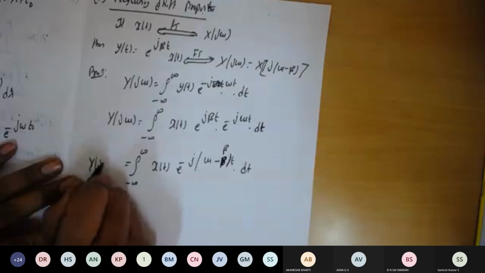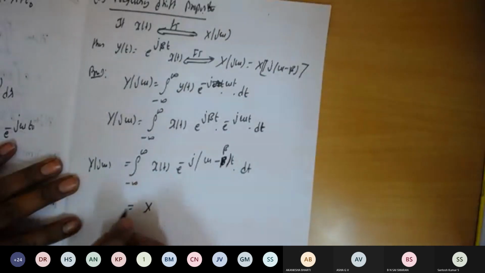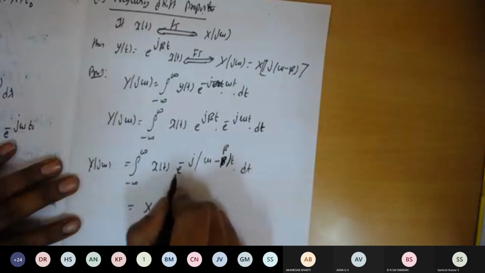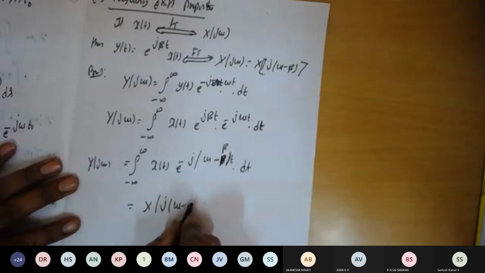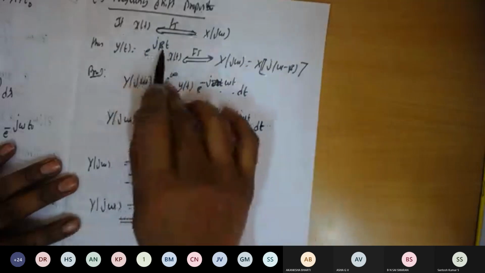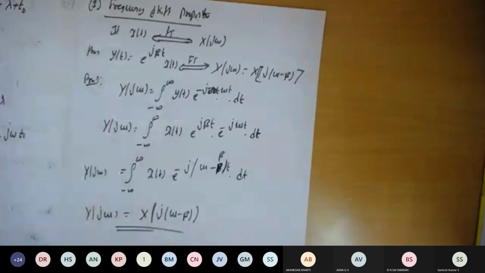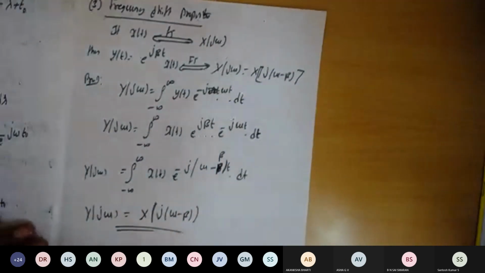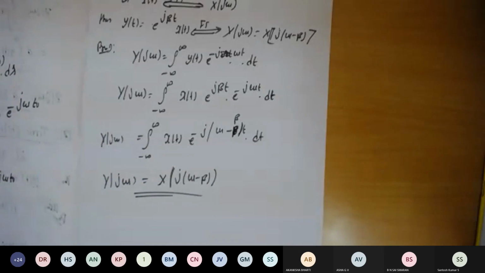Now the input is x here, the corresponding output will become capital X, and removing t and the exponential term, the remaining quantity will become j into omega minus beta. So this is the Fourier transform of the signal e to the power of j beta t into x of t. So that will become the shift in the frequency domain. This is called the frequency shift property.